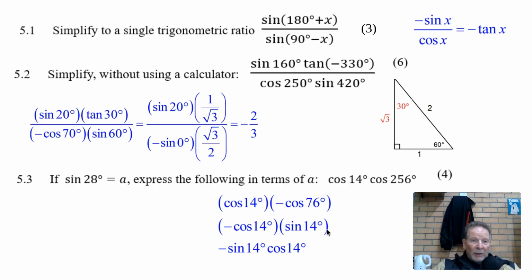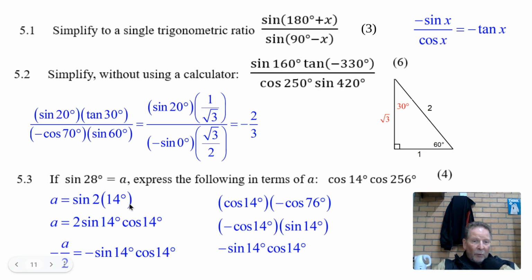You see this 14? I'm looking over here. What if I made this 2 times 14? Then it'd be 2 times the sine of 14 times the cos of 14. Well, that's what I want this to be. That's what I want this to be.